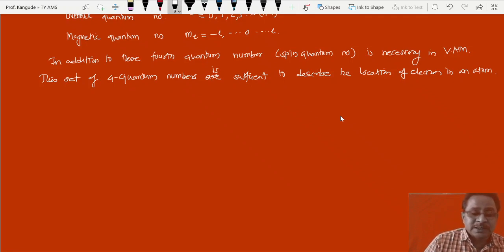Now let's discuss all these quantum numbers one by one in detail: their importance, their parameters, their aspects, their relations with each other, and so on. Today we are going to discuss all these quantum numbers one by one. So the first one is, as we have discussed, the principal quantum number.